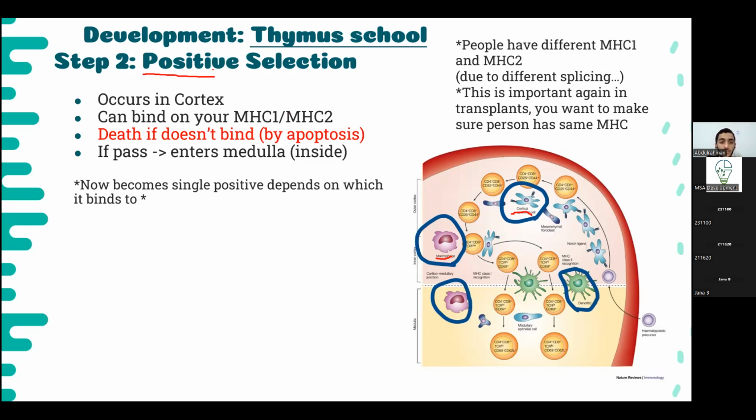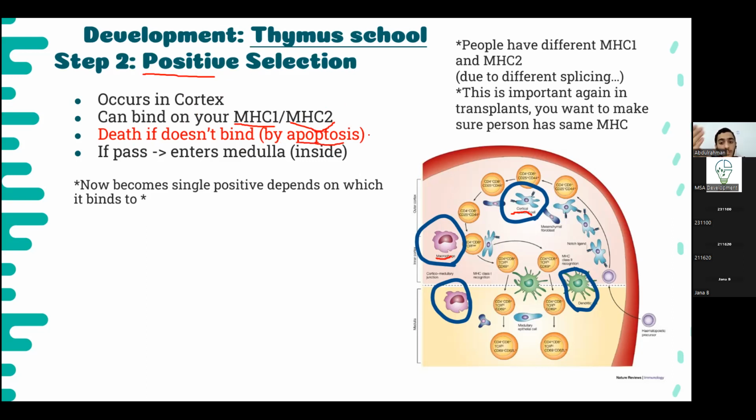What do we mean by positive selection? Positive means you want it to bind. You want to have positive binding. So the specific process here is that the T cell is presented with an MHC1 and an MHC2. If it binds the MHC1 or the MHC2, then it will stay alive because there is positive binding. If it doesn't bind, then it's going to die. And how does it die? By apoptosis. This is positive selection, so positive selection means positive to binding.